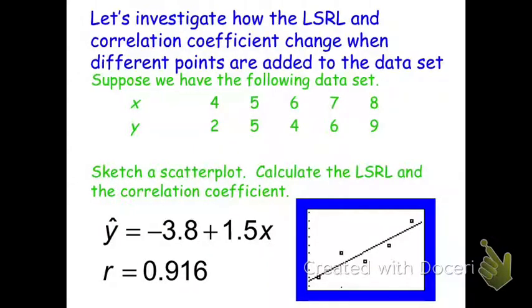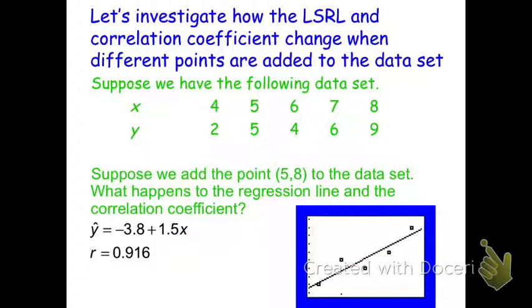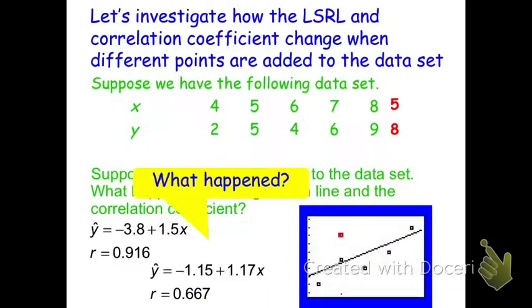Okay, so here we have a scatter plot. We're going to look at what happens when you add or subtract values to that, like what that does to your correlation. Suppose we add 5, 8 to our data set. We put a point out here. What happened to my correlation? It goes down. It goes from 0.916 to 0.667 because I put a point out here.